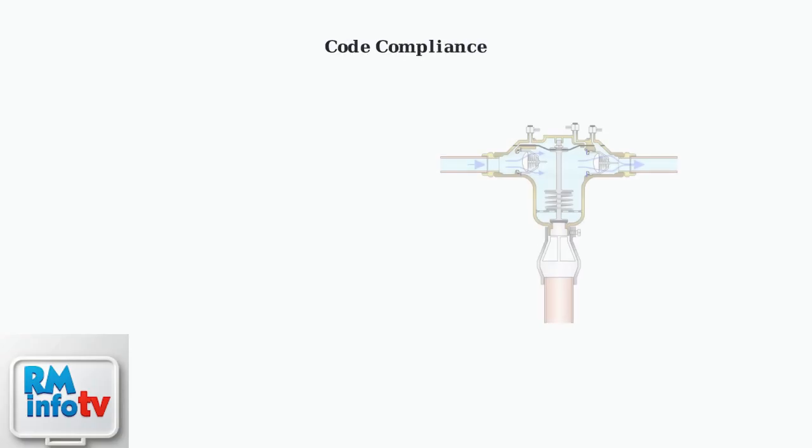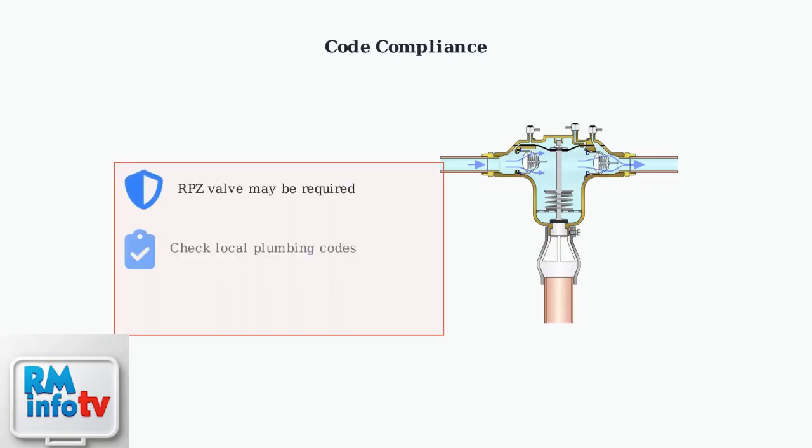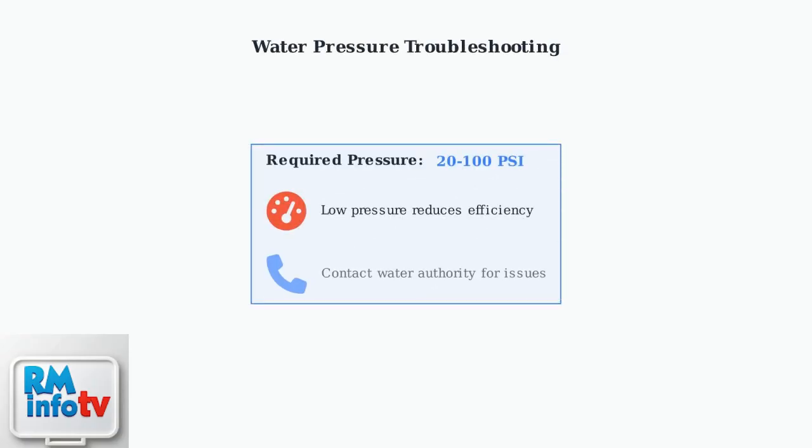Local codes may require backflow prevention devices like RPZ valves. These devices prevent contaminated water from flowing back into the municipal supply. Professional installation ensures code compliance. Low water pressure affects the pump's ability to create vacuum and remove water effectively. If you experience pressure issues, contact your local water authority to check for area-wide problems.